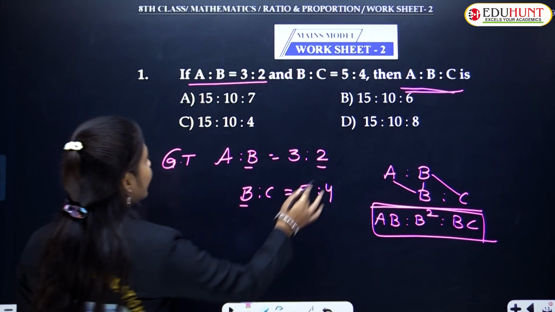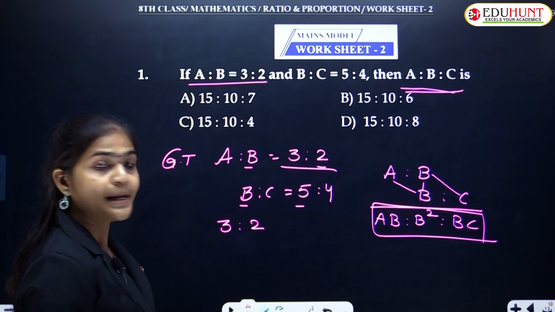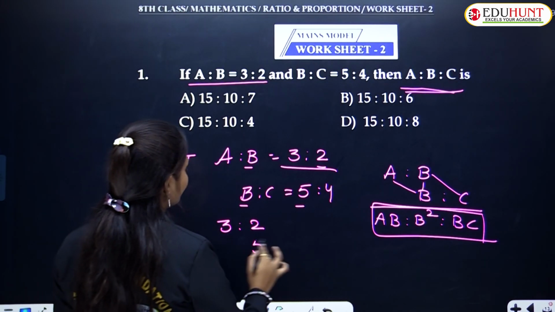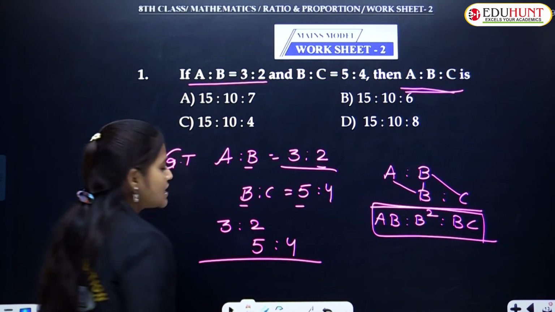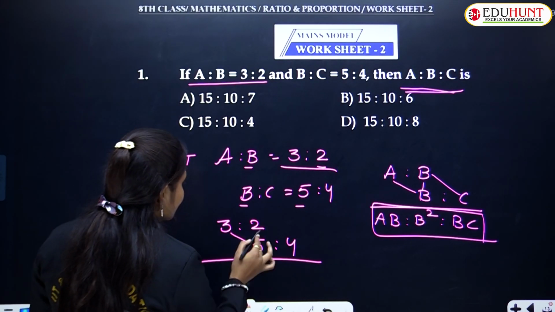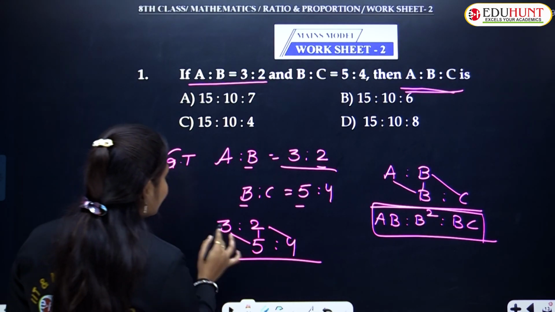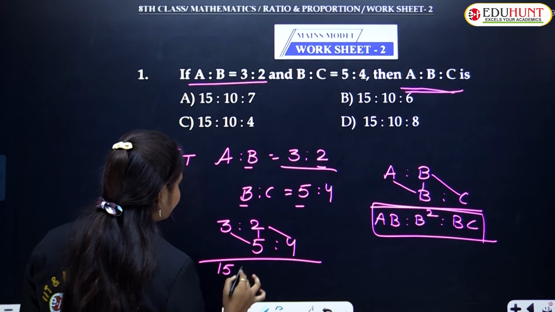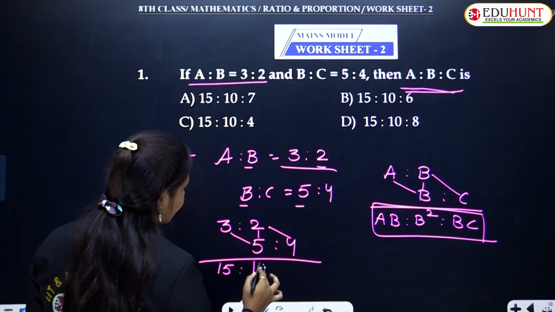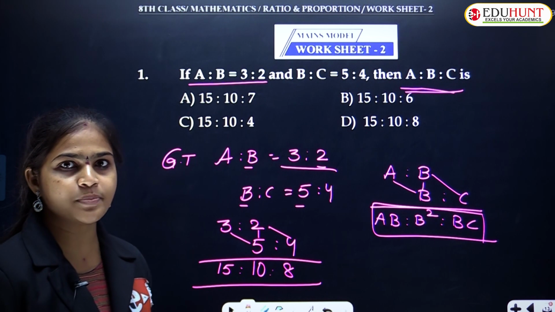See here, A is to B is 3 is to 2, and B is to C is 5 is to 4. So 3 5s, 2 5s, 2 4s, then you will get the values. 3 into 5 is 15. 2 5s are 10. 2 4s are 8. That's it. Is there any cancellation possible?